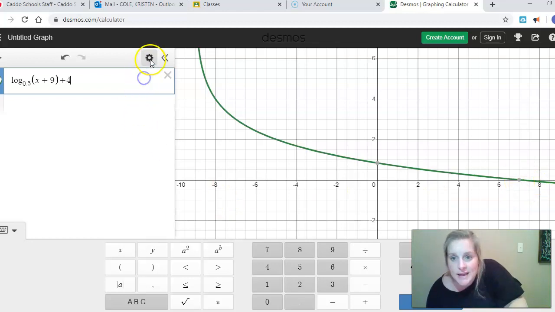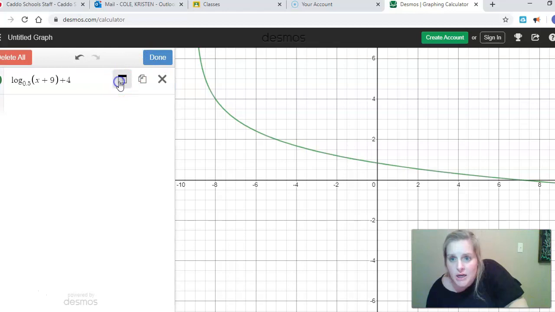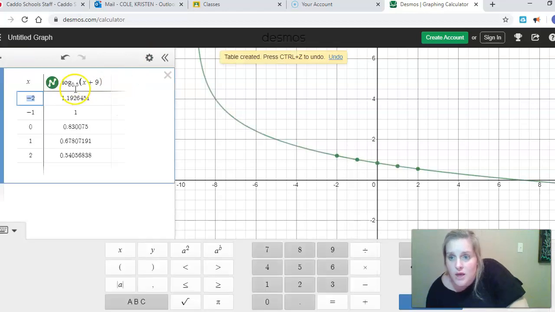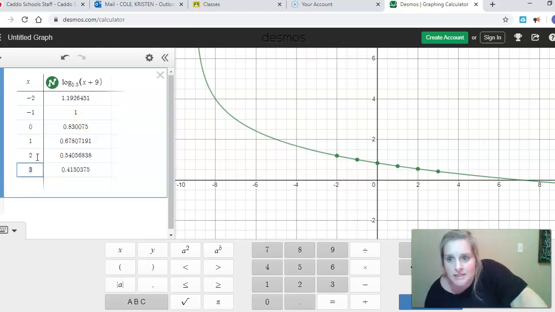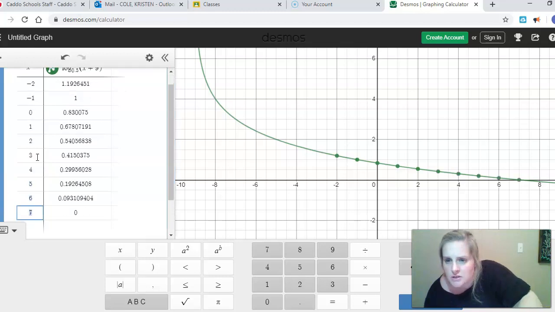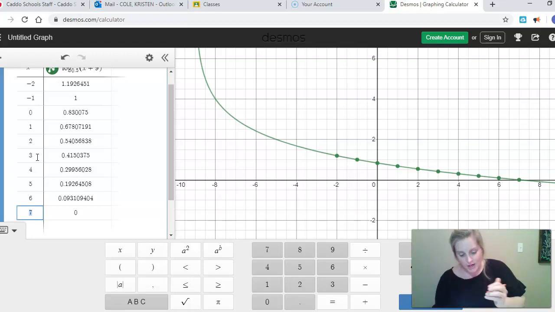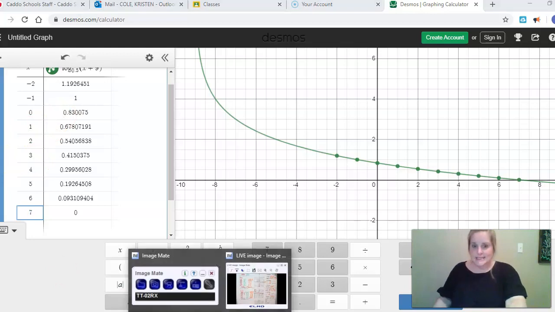Remember, if you want a table for this, you click here, get your table, and then you can see that we want to get down here to where this 2 is. Press enter, and then we should see 7 at some point. There we are, 7, 0. That is our x-intercept, so it's going to cross at 7, 0. Okay. Questions? Cool.